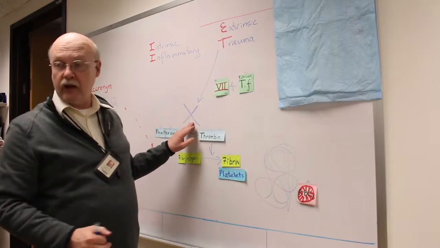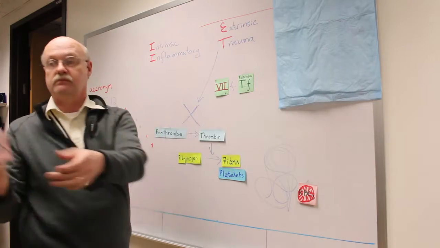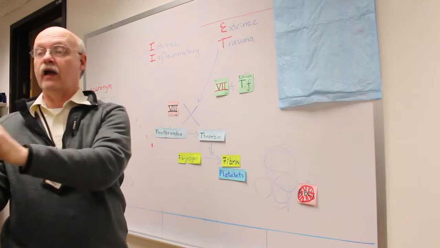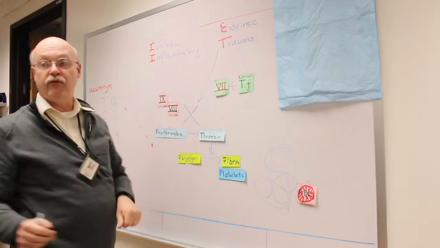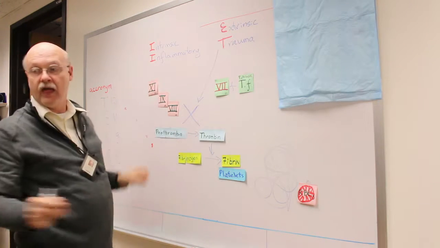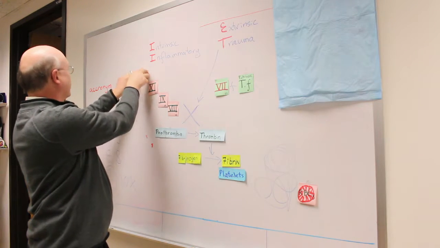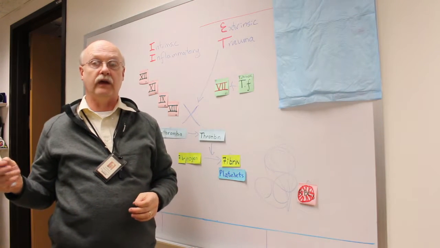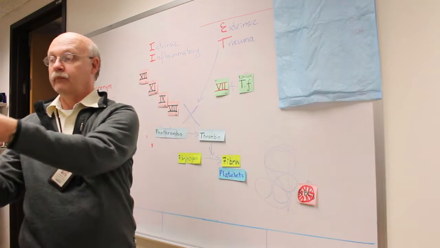Therefore, working backwards, factor 10 is activated by factor 8. And factor 8 is activated by factor 9. And factor 9 is activated by factor 11. And factor 11 is activated by factor 12. Factor 12 has to be activated by circulating kallikreins in the WBC inflammatory realm.